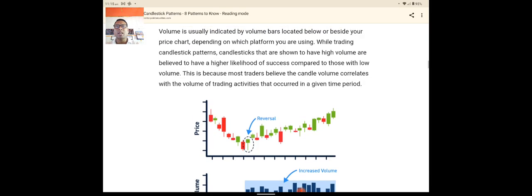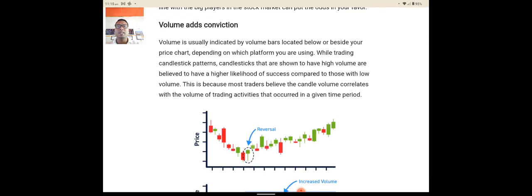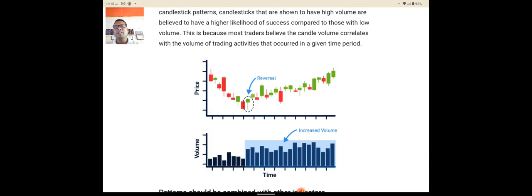This is because most traders believe the candle volume correlates with the volume of trading activities that occur in a given time period.